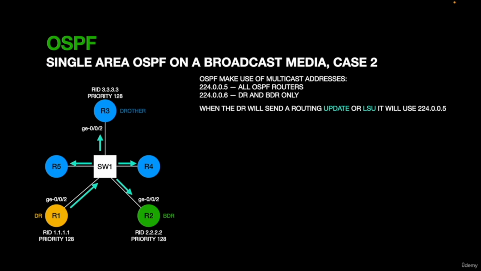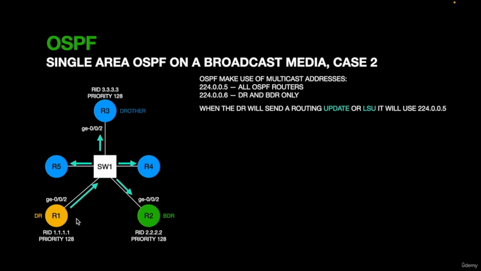Okay, so let's say that we have two more routers, and now we are using two OSPF multicast addresses: 224.0.0.5, which is all OSPF routers, and 224.0.0.6, which is the designated router and backup designated router only.